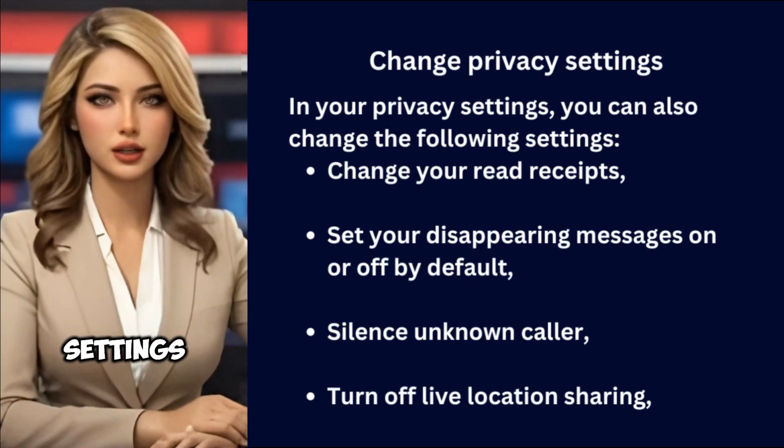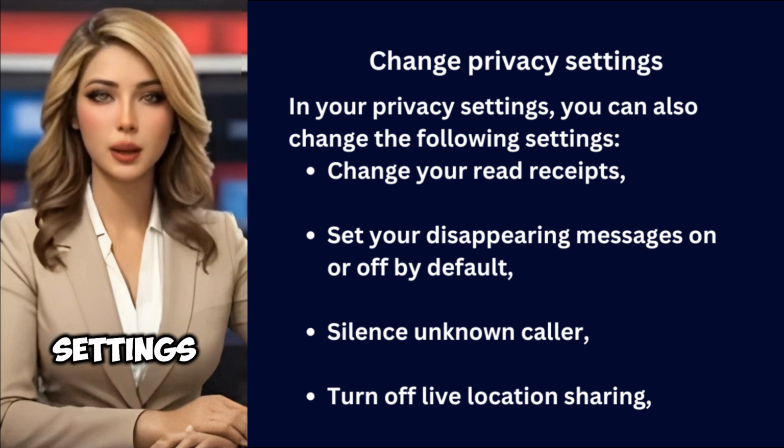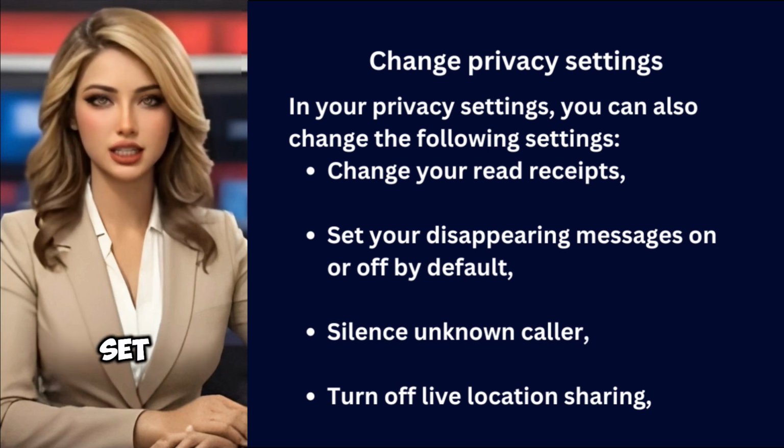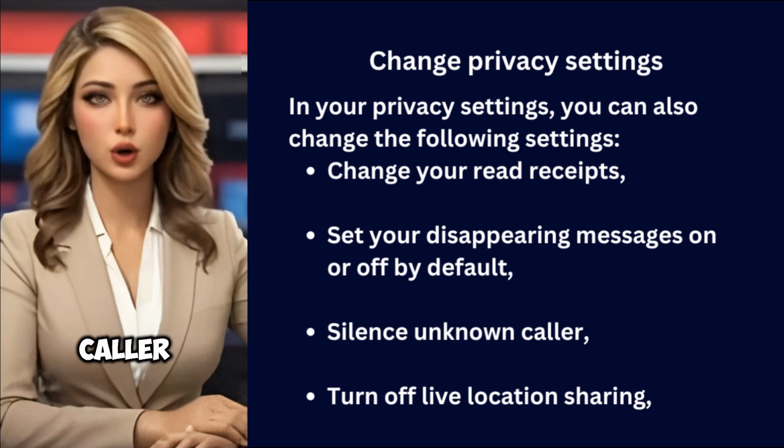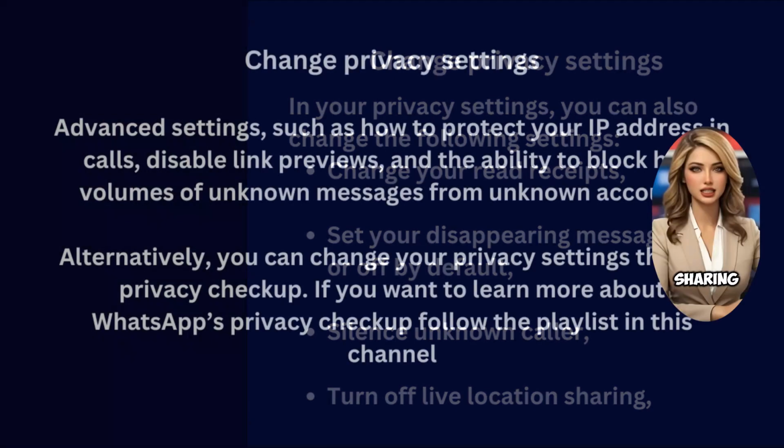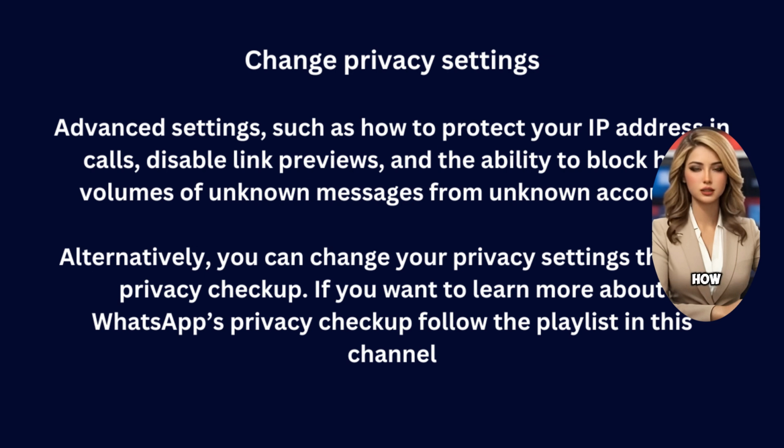In your privacy settings, you can also change the following settings. Change your read receipts, set your disappearing messages on or off by default, silence unknown callers, turn off live location sharing, and advanced settings, such as how to protect your IP address in calls, disable link previews, and the ability to block high volumes of unknown messages from unknown accounts.